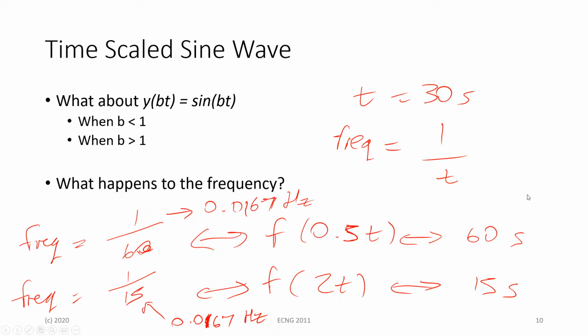All right. So recapping, if b is less than 1, our signal is going to expand, so that means we have a slower frequency. But when b is more than 1, our signal compresses, so we have a higher frequency as such.